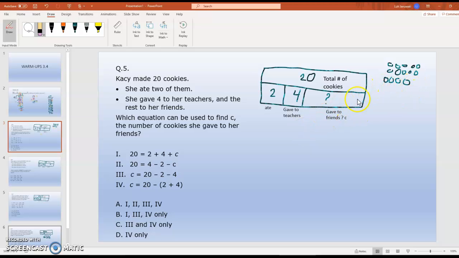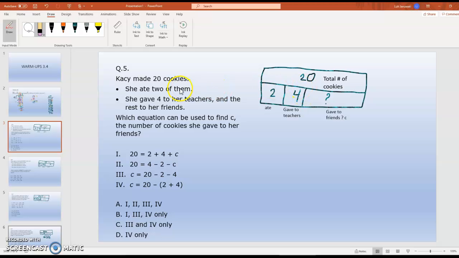question number 5. Casey made 20 cookies. She ate 2 of them. She gave 4 to her teachers and the rest to her friends. Which equation can be used to find C, the number of cookies she gave to her friends? So here are the equations that you have to choose from. And here are the answer choices: 1, 2, 3, and 4; 1, 3, and 4 only; 3 and 4 only; and 4 only.